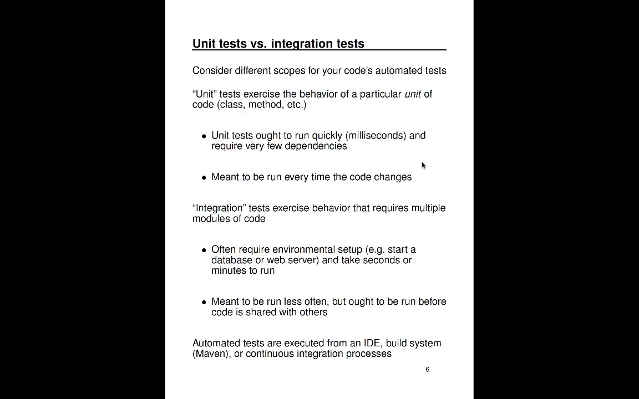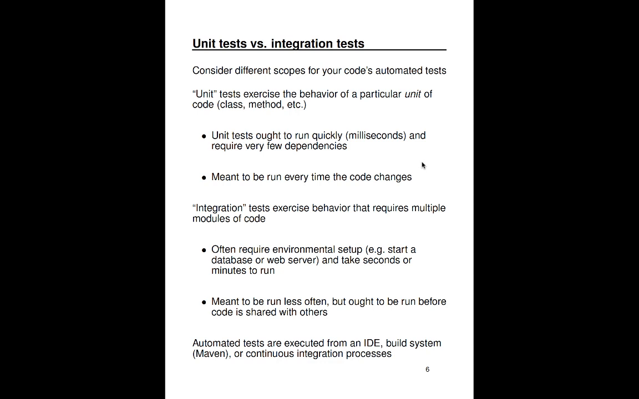As your application grows in size and as your code base is developed, you'll want to consider different types of automated tests for all of the behavior in your application. In fact, there are 2 types of scopes that you'll want to consider. The first scope of automated tests are called unit tests. These are small tests that exercise the behavior of a particular unit of code, so a particular class or a particular method. These unit tests are meant to run very quickly, on the order of milliseconds, only do a couple of things, and require very few dependencies, so you're really having very targeted tests in isolation. And because they provide such rapid feedback, they're meant to be run every time the code changes. So you add a little bit of code, you run your unit tests, and you verify that nothing's been broken.